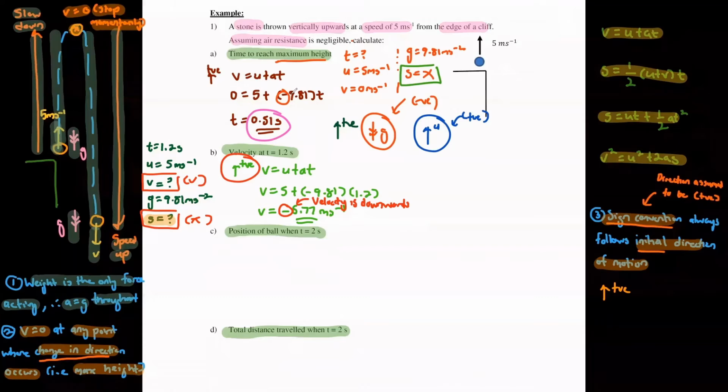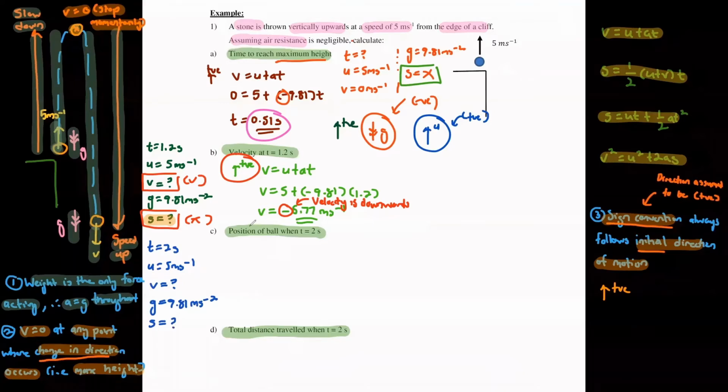For part C, we want to find out the position of the ball when t is equals to 2 seconds. Again, let's identify all the variables involved. Our time t is equals to 2 seconds. Our initial velocity u is equal to 5 meters per second. Our final velocity v is not something that we know. Our gravitational acceleration g remains at 9.81 meters per second squared as before. Our displacement is also not something that we know.